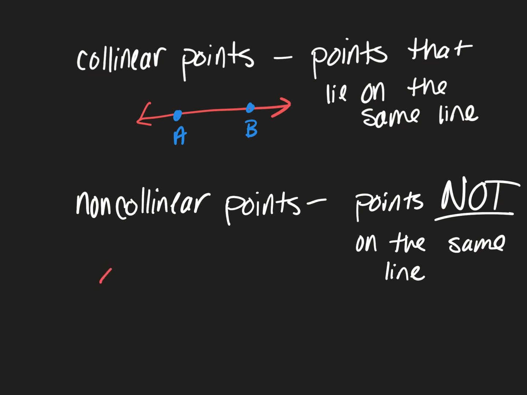So that would be, let's say I have my nice little red line here again. I have A, but then let's say I have another point over here, C. Right, those are not on the same line. So those would be non-collinear points.